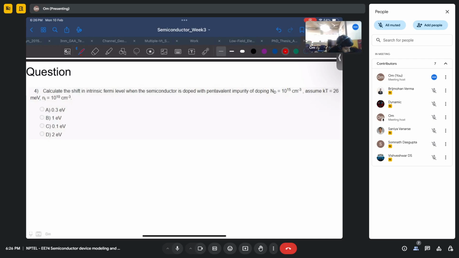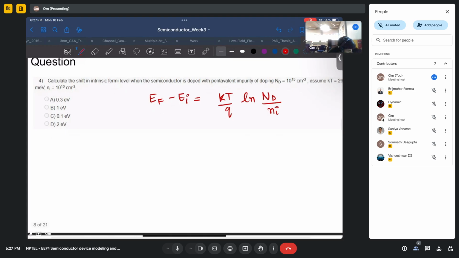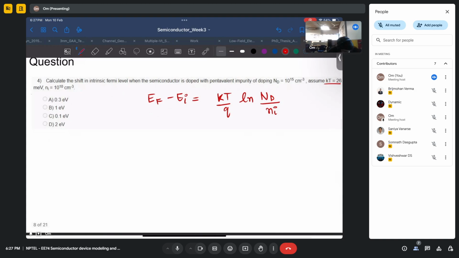Okay, so we know that EF minus EI equals KT by q ln ND by Ni. What we have to find is exactly EF minus EI only. Assume KT is 26 milli electron volt. This we have to replace here.